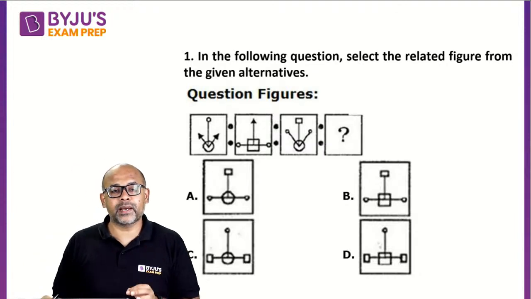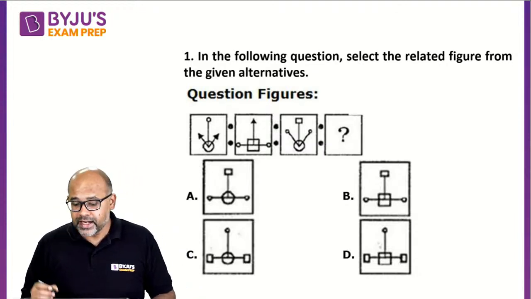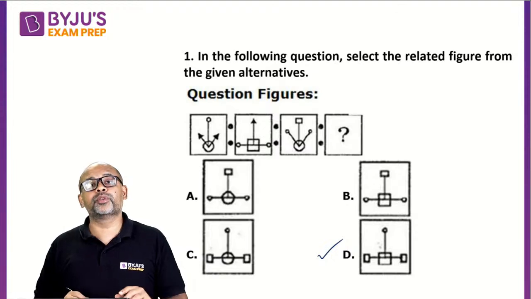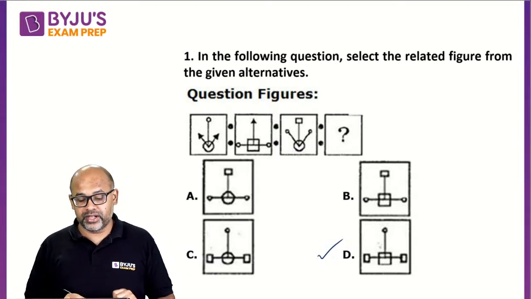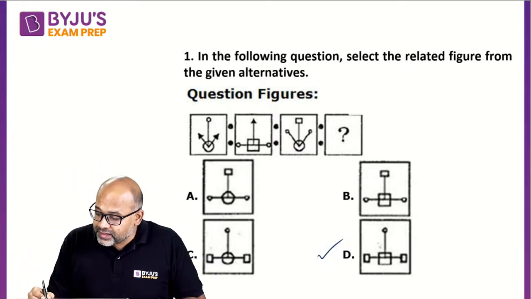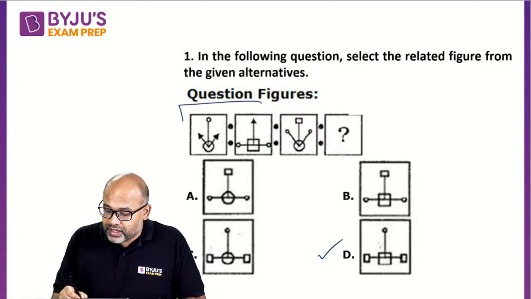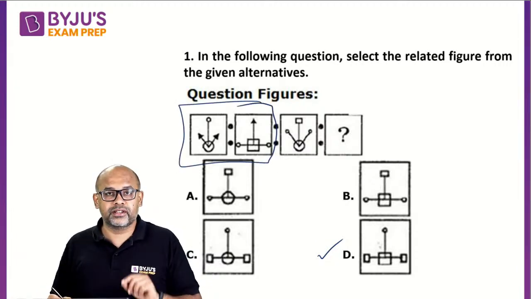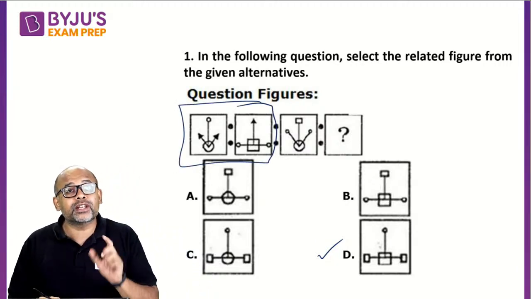Very good, 30 seconds up. A lot of you have given the correct answers. The correct answer happens to be option D. So let's take a look at why it is option D. Select the related figure from the given alternatives. These are the first two figures which are linked, so your job is to identify what the link is.